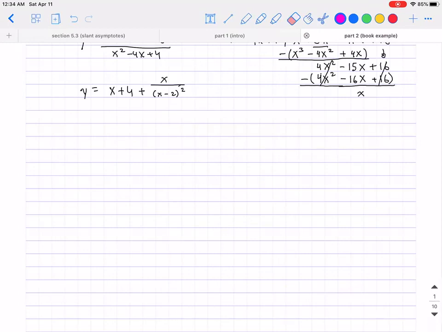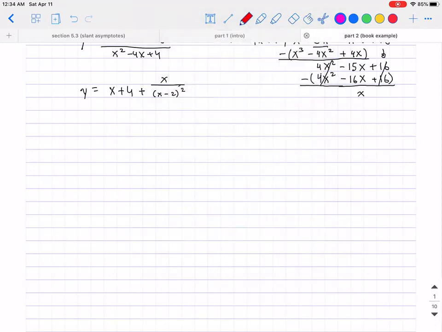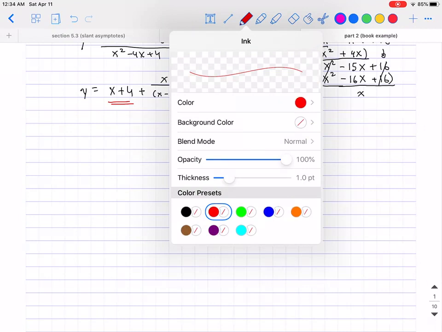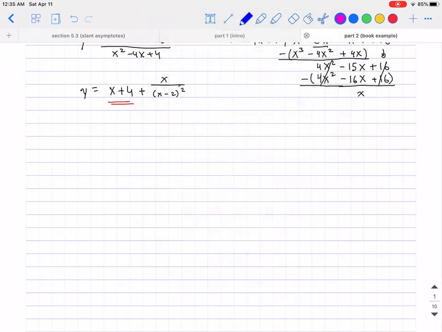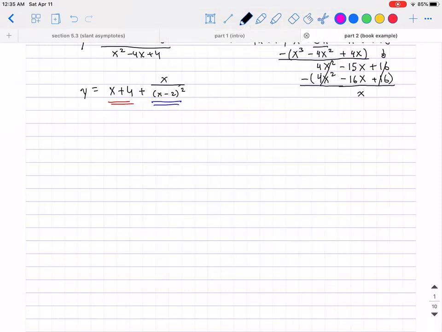Let's say that this graph right here, this equation, is going to be in red, whereas the second equation right there is going to be in blue. So that's going to be this guy over here. Okay, so let's go ahead and graph each one individually. Let's go ahead and draw an axis first. Okay, so here is my axis.